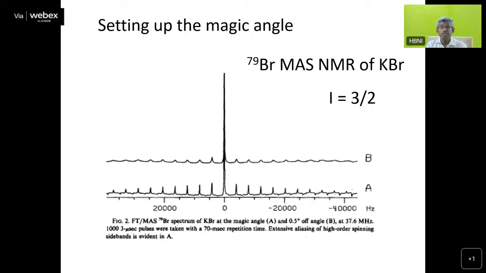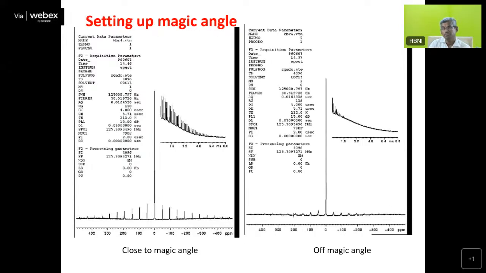If you want to set the magic angle, you take KBr powder, pack it inside a rotor, and rotate at a very high spinning speed, maybe 1,000 hertz, meaning 1 kilohertz, or 2 kilohertz. If you see sufficiently narrow sideband patterns, then we can say this is the proper magic angle. If the sidebands are weak in intensity, or relatively broad, then we say we are off the magic angle, away from the magic angle. We need to adjust the vernier in such a way that we get sharp sidebands, and sharp sidebands are an indication of the correct magic angle.